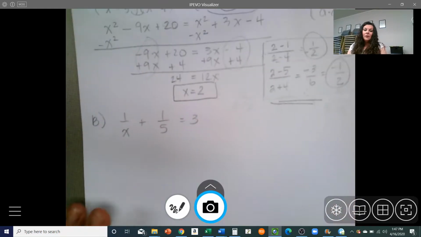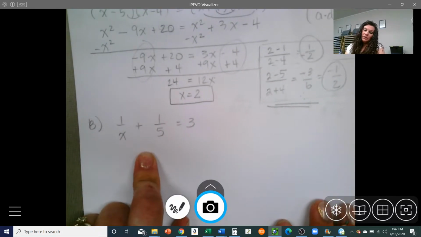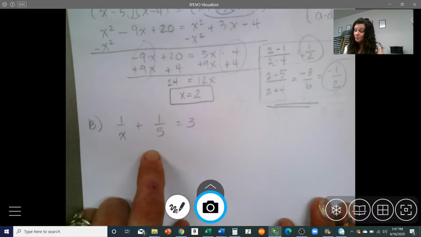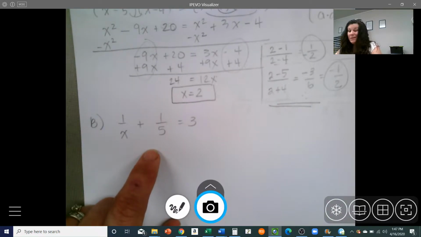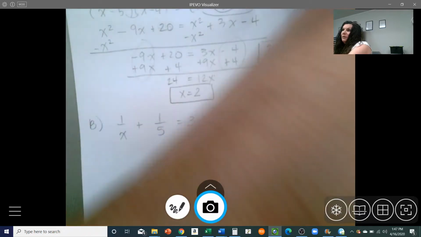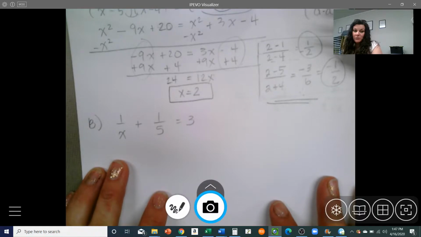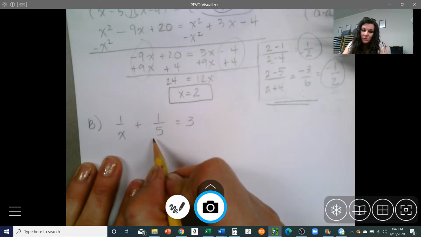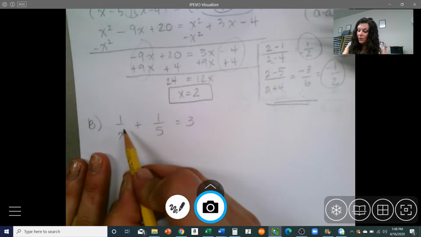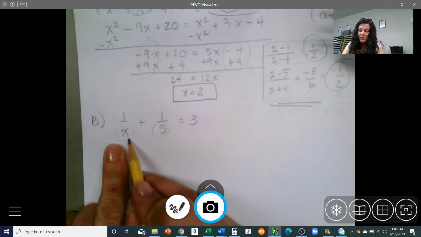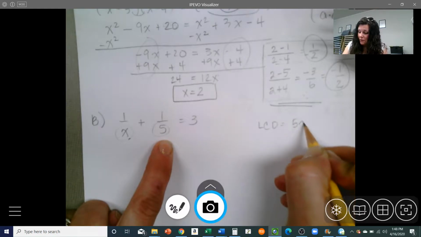Okay, our next one. We're adding fractions. We learned about this already, that we need to have a common denominator. I'm going to use that method that we did before, where we multiply by the least common denominator, but you're welcome to do it other ways also. This just gives you one step to do it in. So remember, look at your denominators. One of my denominators has an x and one of them has a 5. So my least common denominator is 5x.